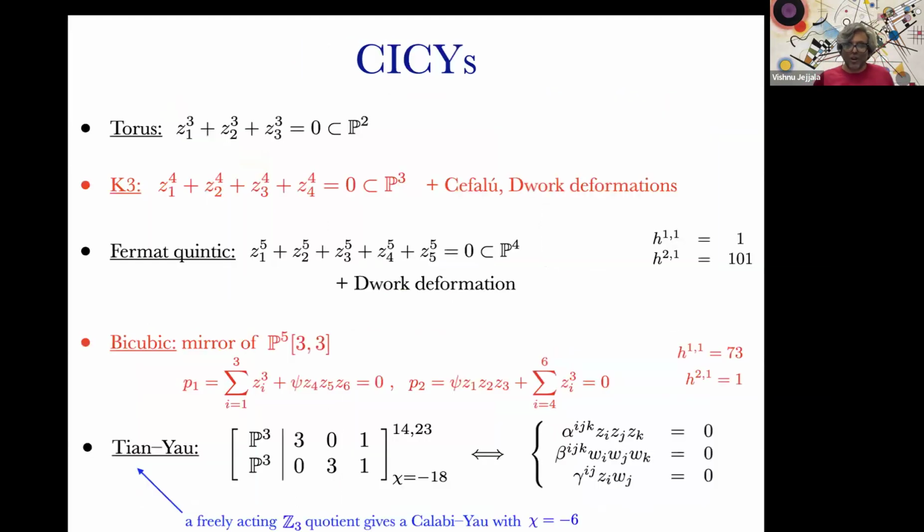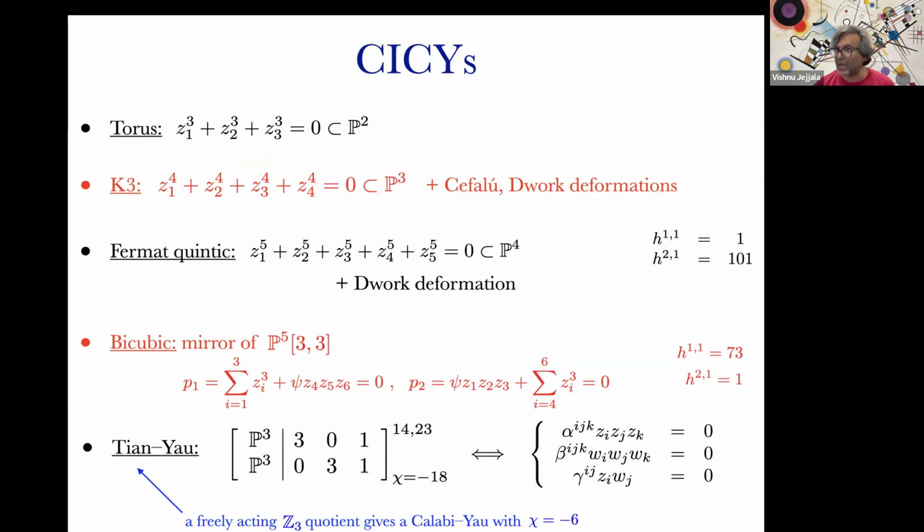Okay, so I'll be studying various Calabi-Yaus in various dimensions. So we'll start with a torus, which is a cubic in P2. We'll look at a quartic in P3, K3, and various deformations of the Fermat quartic. Then we'll discuss the Fermat quintic and deformations of the Fermat quintic.